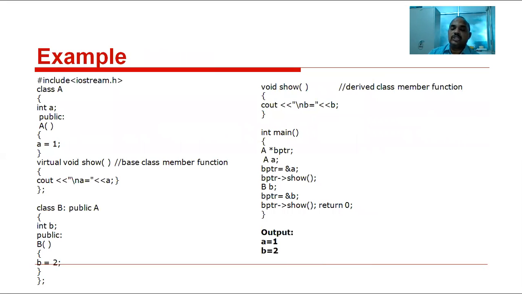So then this is an example for dynamic binding. Dynamic binding here points at execution time. So the address is assigned into BPTR, then BPTR dot show. It will execute the first one, the base class member function, and it can execute the next one, the derived class member function. Clear, all of you?